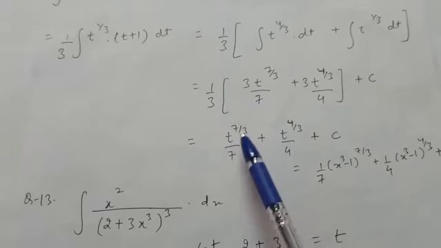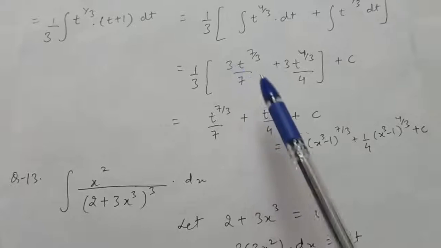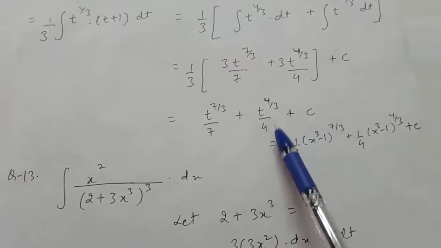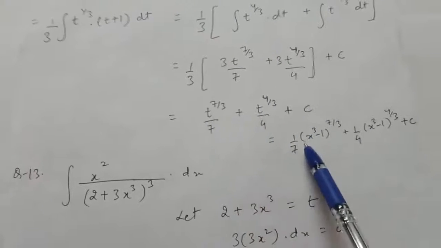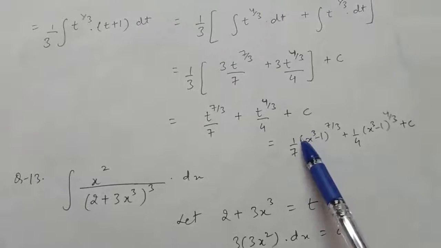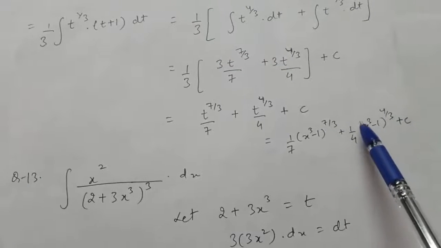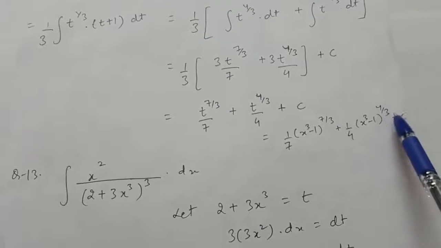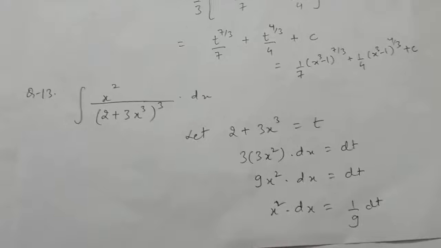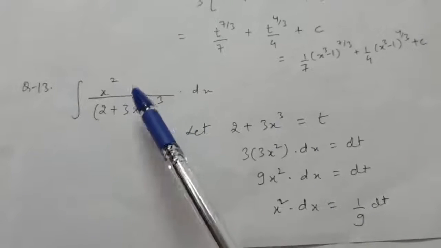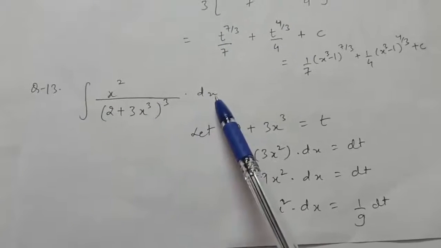So after solving you will get t raised to the power 7 by 3 by 7 because 3 will get cancelled, right? Plus t raised to the power 4 by 3 upon 4 plus c. Now put the value of t which you assumed as x cube minus 1. So you will get the answer as 1 by 7 (x cube minus 1) raised to the power 7 by 3 plus 1 by 4 (x cube minus 1) raised to the power 4 by 3 plus c. Clear? Now question number 13 is integral x square upon (2 plus 3x cube) whole cube into dx.